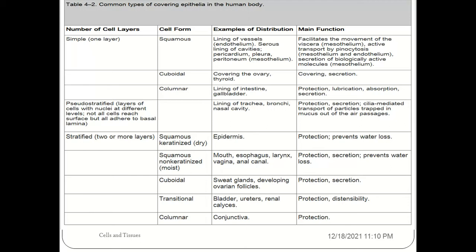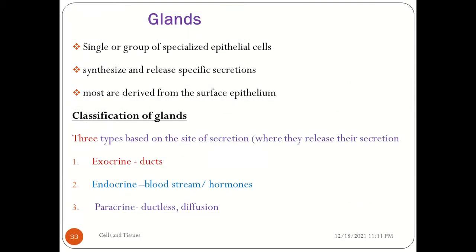These are examples. These are cell forms of tissues. This is number of cell layers. Glands. Glands are single or groups of specialized epithelial cells that synthesize and release specific secretions. Most are derived from surface epithelium.